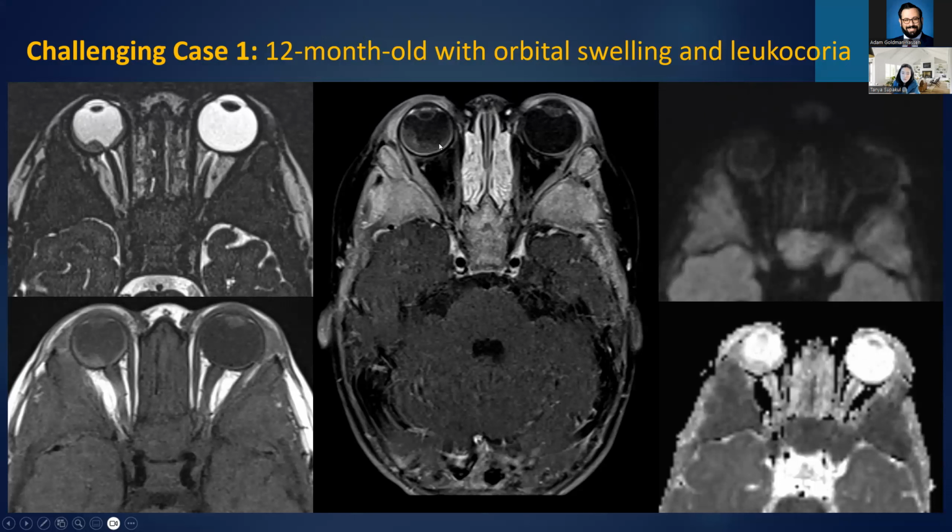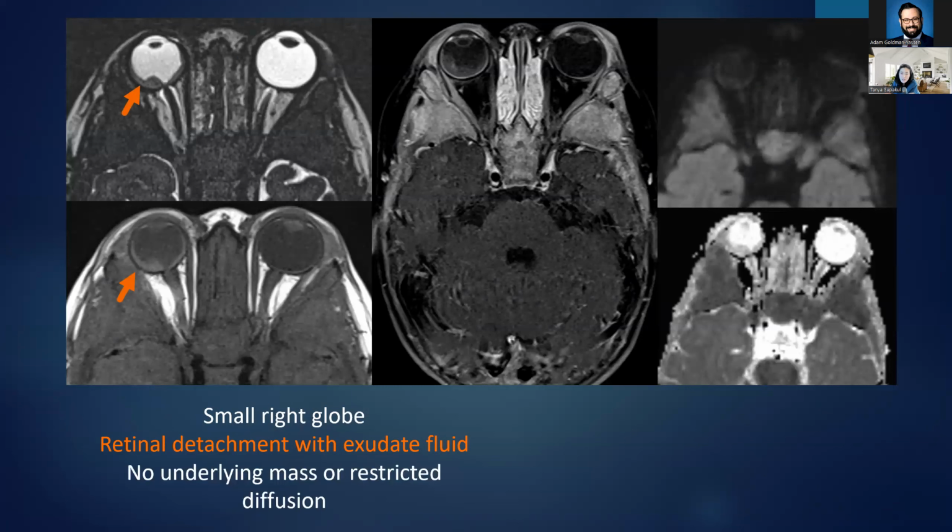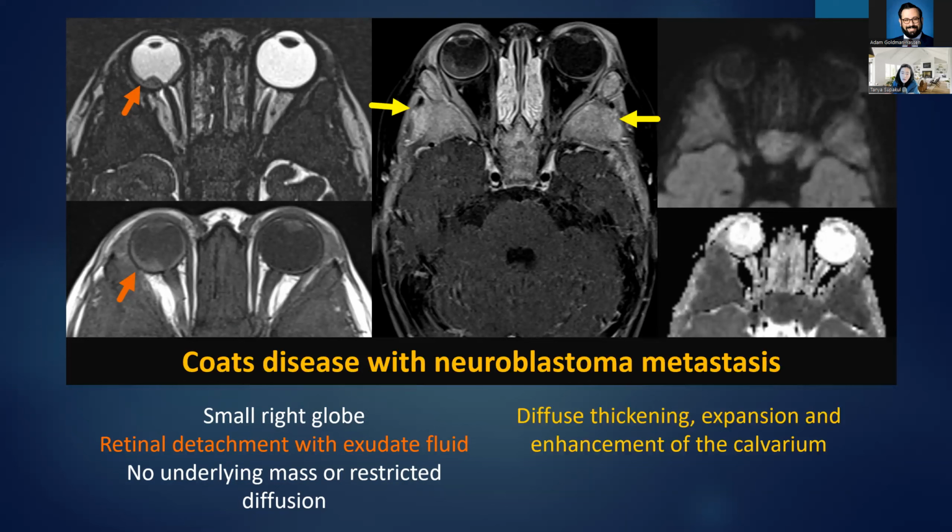However, when you look closely on this post-contrast T1 image, there is some abnormal finding at the skull base and the bone here. That is more like a diffuse thickening with enhancement of that bone. So what happened to this patient? What is the most common cause when you see bone findings in a very young patient? We normally have the differential diagnosis of leukemia, lymphoma, and also neuroblastoma metastasis. So this is just an unlucky patient that has two things happening together. One is Coats disease, and the other is that this patient has a neuroblastoma metastasis.